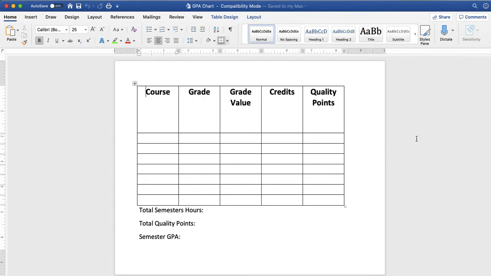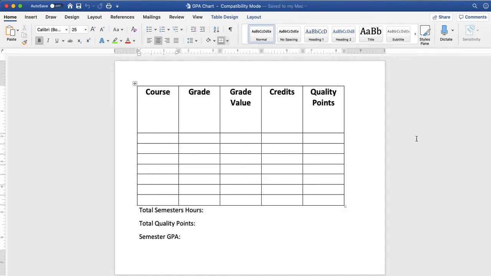Hello. Okay, so today we are going to show you how to figure out your college GPA with the old school method. There are apps that can do this for you now. However, it's really important that you learn how to figure out your GPA, because that way you always know how to do it on your own.